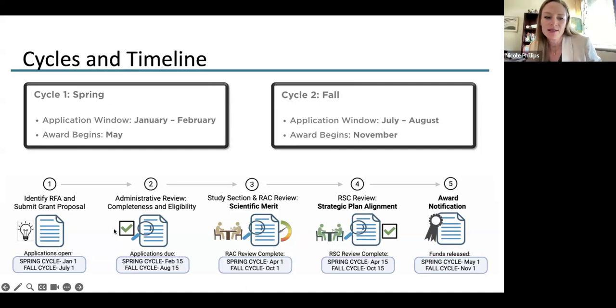And the overall review process is, of course, identify the RFA that works for your research and submit your proposal. So this starts with your idea. There's an administrative review, which is just looking for completeness and eligibility, making sure that checks those boxes before it moves on to scientific review. Scientific review, which we'll talk about in a second, and strategic alignment are the 2 stages of review. I'm not going to go into details there because that's, I think, the next slide. And then award funding would be in May for this first cycle, the spring cycle coming up in early 2026, and November, so the end of the year, for the fall cycle.